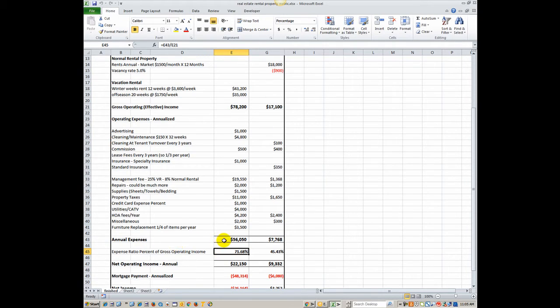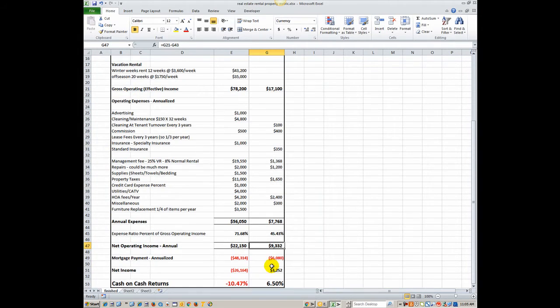we take E43, which is our annual expenses, and we divide that by E21, which is our gross operating income here. Okay, and that gives us our percentage. The net operating income is the equation of E21 minus E43. So E21 is our gross operating income minus E43, our annual expenses, gives us $22,150 for our net operating income. And on the yearly rental, that gives you a net operating income of over $9,000.